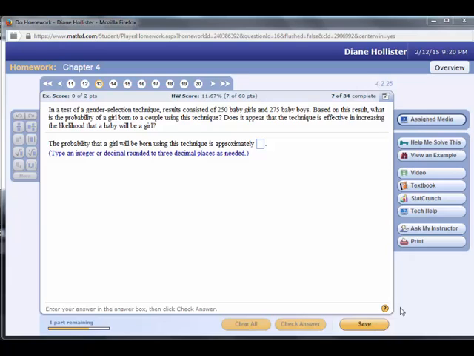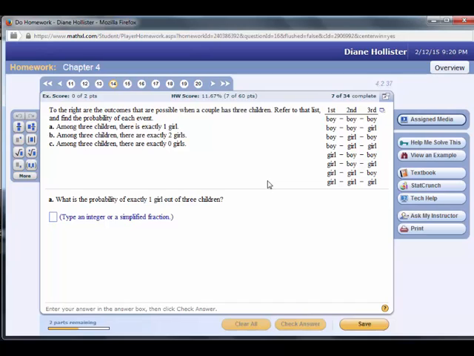First, you're going to take 250 plus 275. That's going to give you 525. Out of those, 250 are baby girls. So if you take 250 divided by 525 and simplify, you will get the probability that a girl will be born to this technique. Now, if that's relatively close to 50%, as it would be typically without any gender selection technique, then the method is not effective. If, however, it were significantly higher than 50%, then it would be effective.